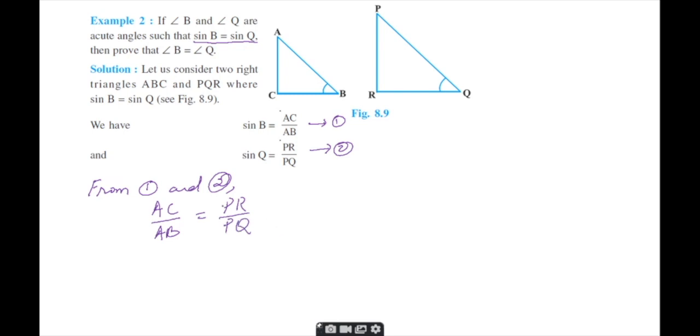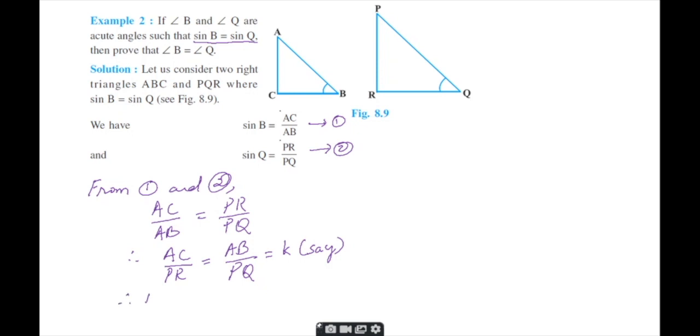Correct? Yes. Now we will bring this PR to the left side and AB to the right side. That we can do. AC divided by PR is equal to AB divided by PQ. That means these two ratios are equal. Let us call it some K. We used to write a word called say. Say means let us assume that these equal ratios are equal to K.